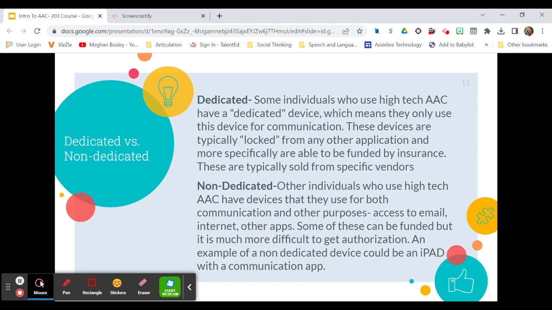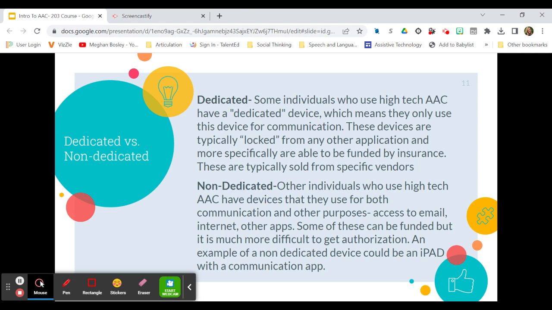So when you get to high-tech systems, they're separated out by what's called dedicated and non-dedicated devices. And I just felt like this is some important background information, because I feel like a lot of you might have some questions about this, as to why one student might have this device versus another one.